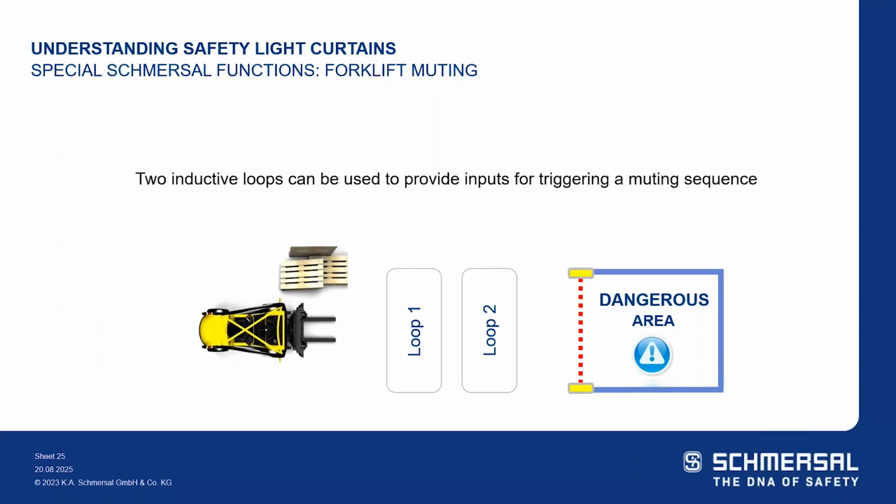Another special feature is forklift muting. By utilizing 2 inductive loops buried into the ground, they can provide inputs to trigger a muting sequence for forklift muting. So with our safety light curtains, you'll be able to offer forklift muting.